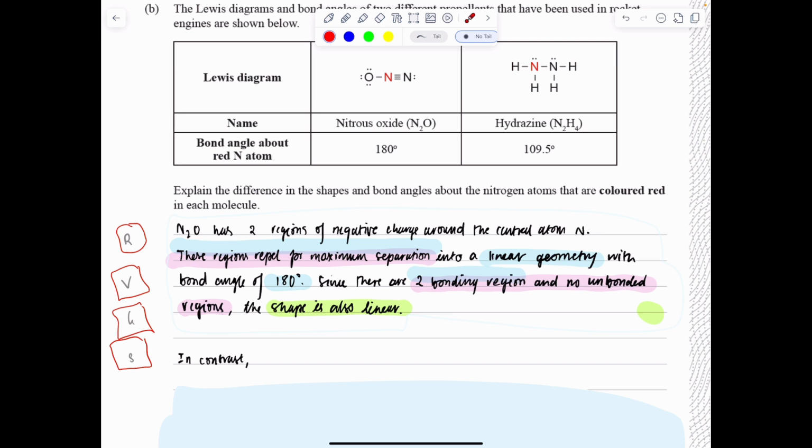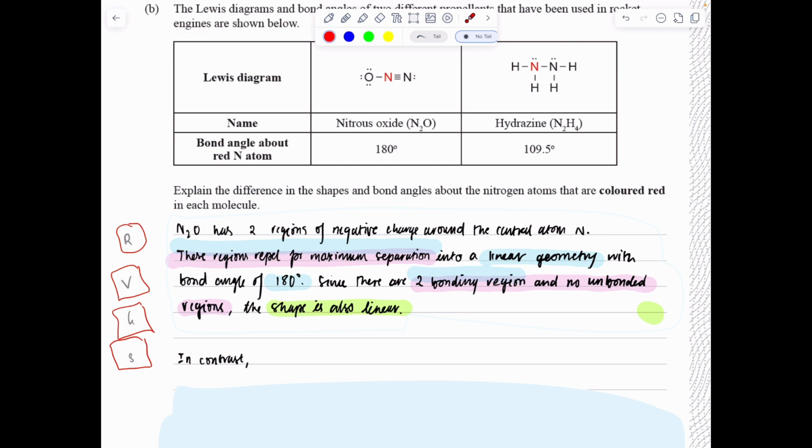Remember, like charges repel, and because there are these 2 regions, they repel for maximum separation. And that separation results in a geometry, which is this. This results in a bond angle of 180. Now we're talking about shape. Since there are 2 bonding regions and no non-bonding regions, the shape is also linear like the geometry.